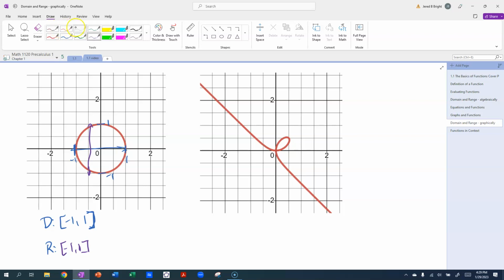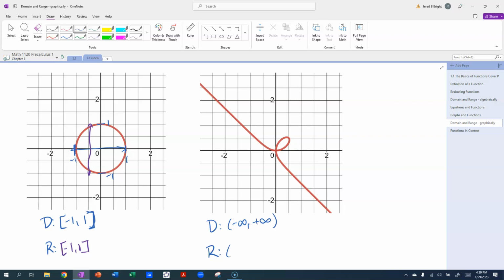And last but certainly not least, the volume of Descartes, domain, range. Domain is going to be, let's see, how far does x go left? It goes off to negative infinity. And how far right does it go? Positive infinity as well.